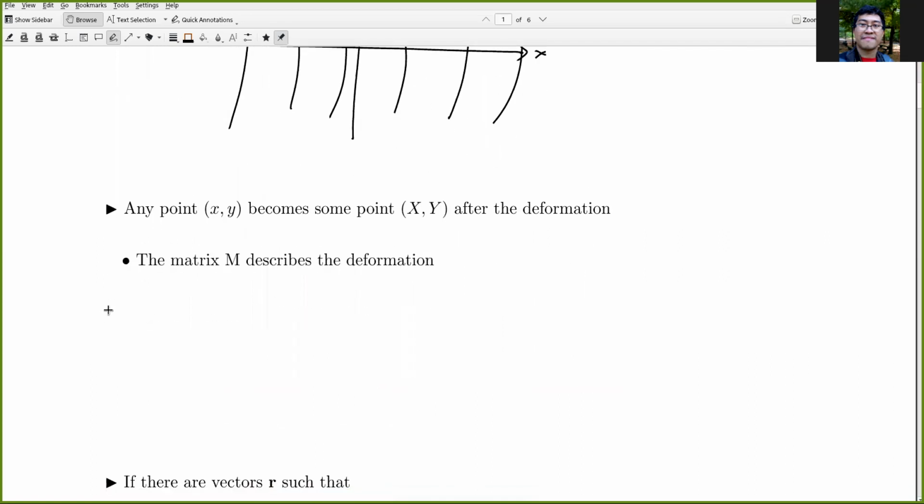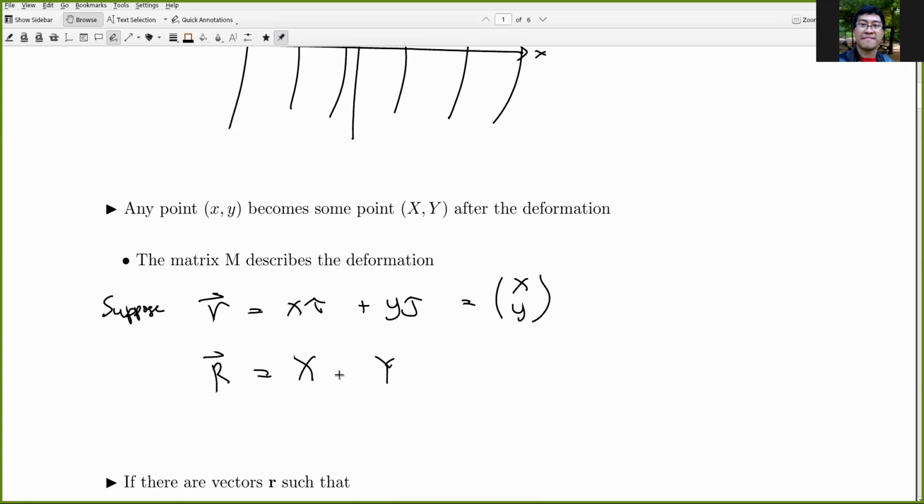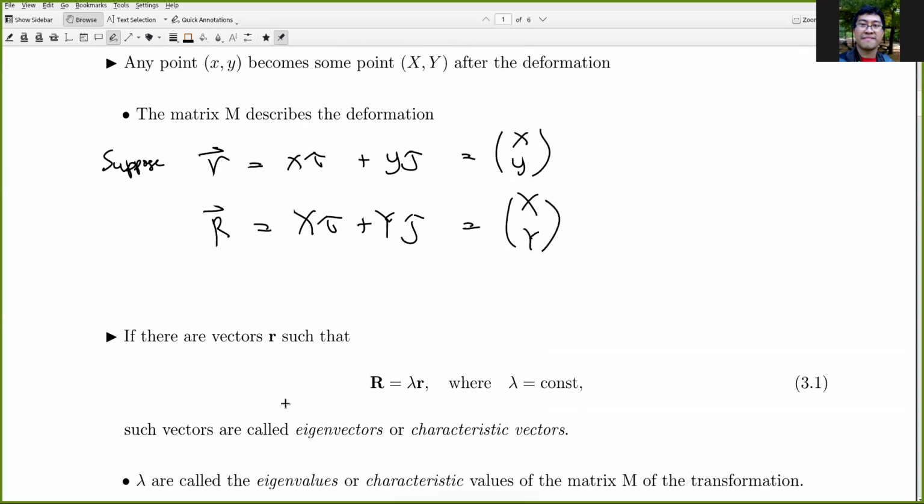Suppose there's a vector r that describes that random point x and y, so we use i hat and j hat. In matrix notation, we can use a column matrix. Also, for the capital letter X and Y, we use the capital letter vector R, with i hat and j hat again, and in matrix notation, X, Y in a column.